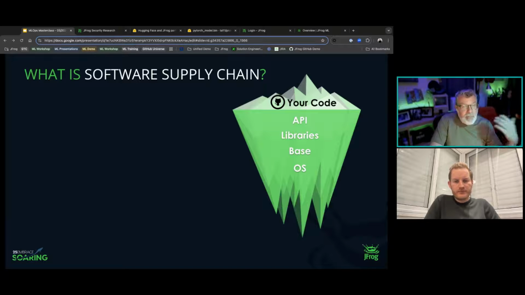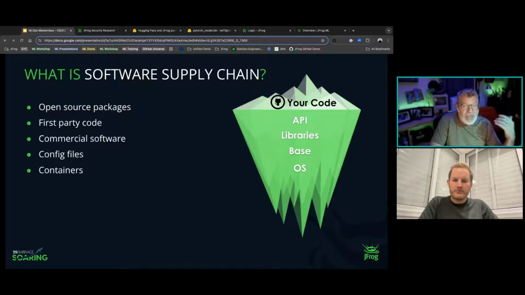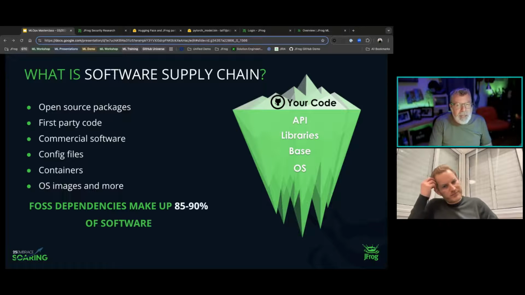When we look at application and model development, you have APIs, libraries, base OSs, you name it. When we talk about the software supply chain, it's not just dependencies. It's open source packages, first-party code, commercial software, config files, containers. Everything can be considered part of your supply chain. Don't limit yourself to just that, because actually, false dependencies, those dependencies that you use to build your code, make up 85 to 90% of what you do.